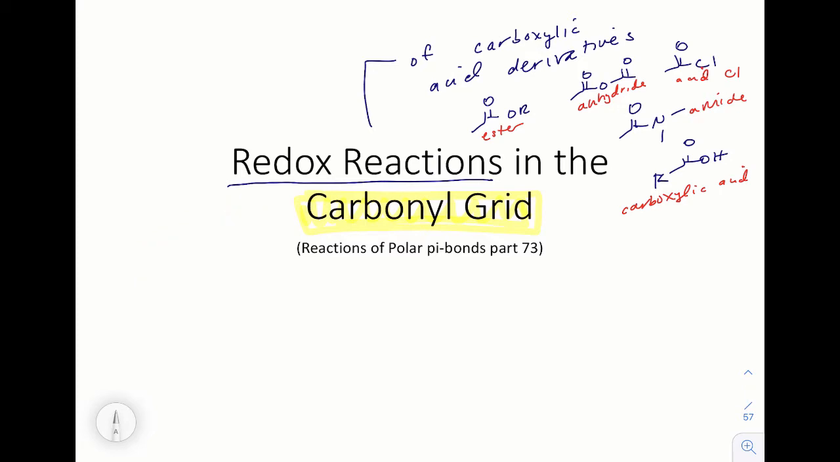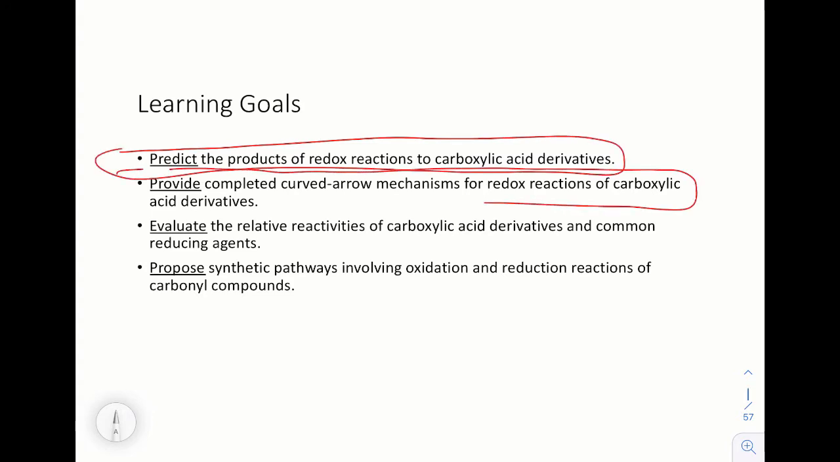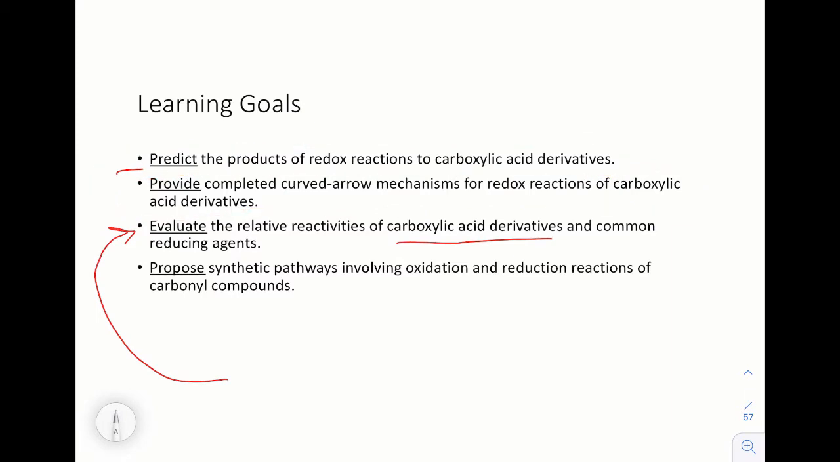acetals, etc. Learning goals for today are to be able to predict the products of redox reactions of carboxylic acid derivatives, provide complete curved arrow mechanisms for these reactions, evaluate the relative reactivity of carboxylic acid derivatives and common reducing agents. Well, clearly we'll be using that ladder of reactivity, right, where acid chlorides are the most reactive and carboxylates are the least reactive acid derivative.